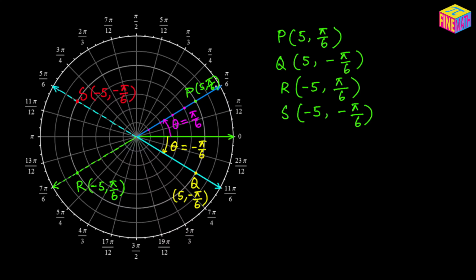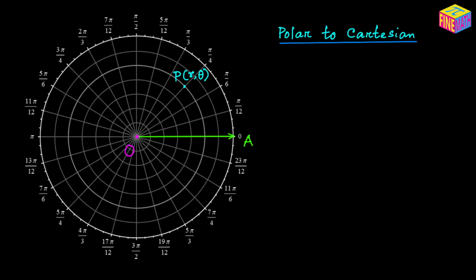Next, we are going to discuss how to convert between polar coordinates and Cartesian coordinates. Meaning, go from polar coordinates to Cartesian coordinates, or go from Cartesian coordinates to polar coordinates. So let's see how that works. Let's suppose we have the coordinates of point P in the polar system, which is r, theta. And if we are to express that in the Cartesian coordinate system, then how is that going to look like?